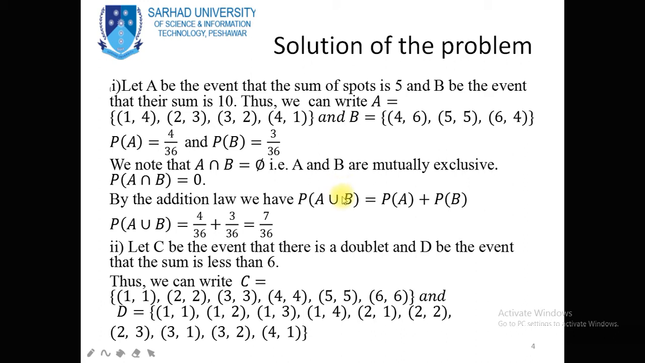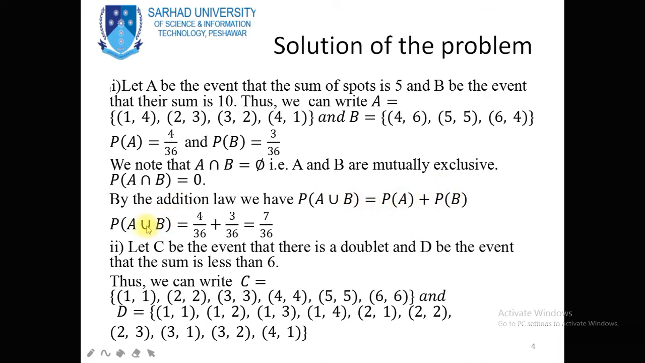Why do we use the addition law? Because in this problem we have the OR option. In case of the OR option, we use the union symbol, and this term will be 0. Probability of A intersection B will be equal to 0 because A and B are disjoint sets. Now the probability of A union B is equal to probability of A plus probability of B.